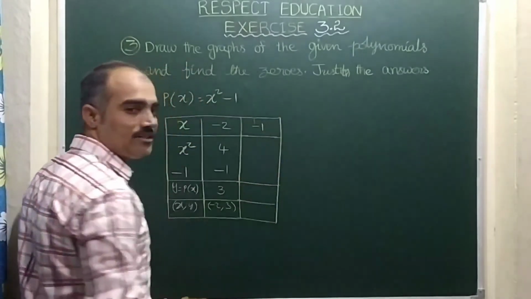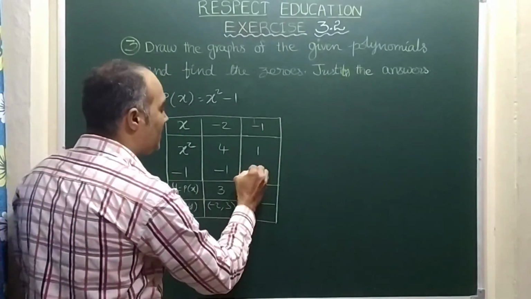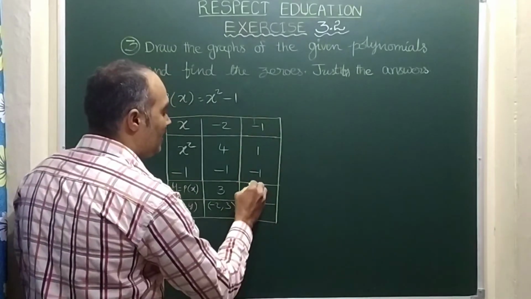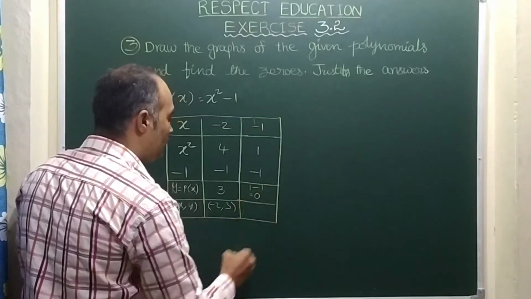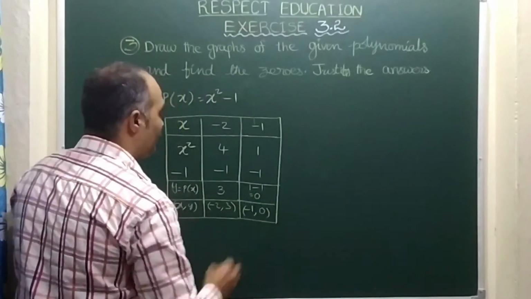So when x is minus 1, x square is minus 1 whole square, which is plus 1. This minus 1 let us write as it is: 1 minus 1. 1 minus 1 is nothing but 0. So here x is minus 1 and y is 0.